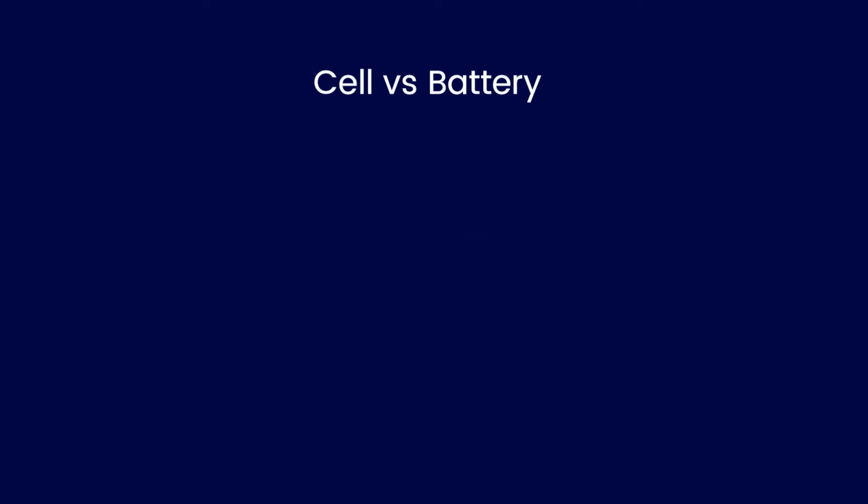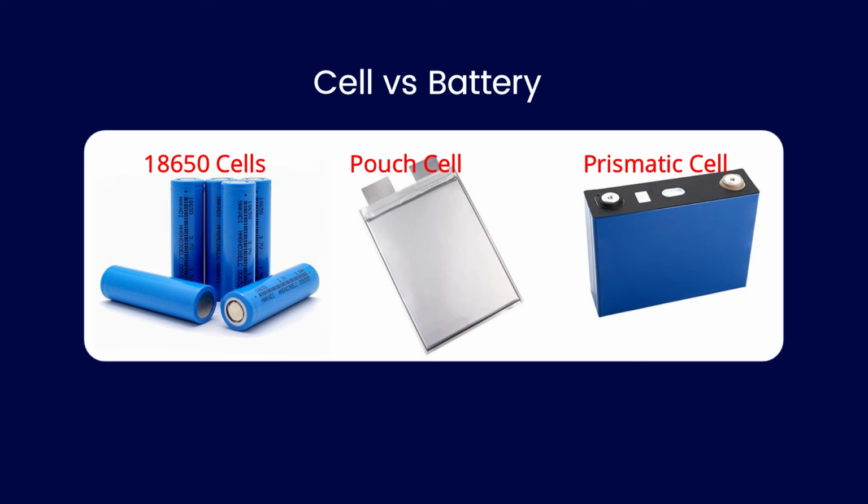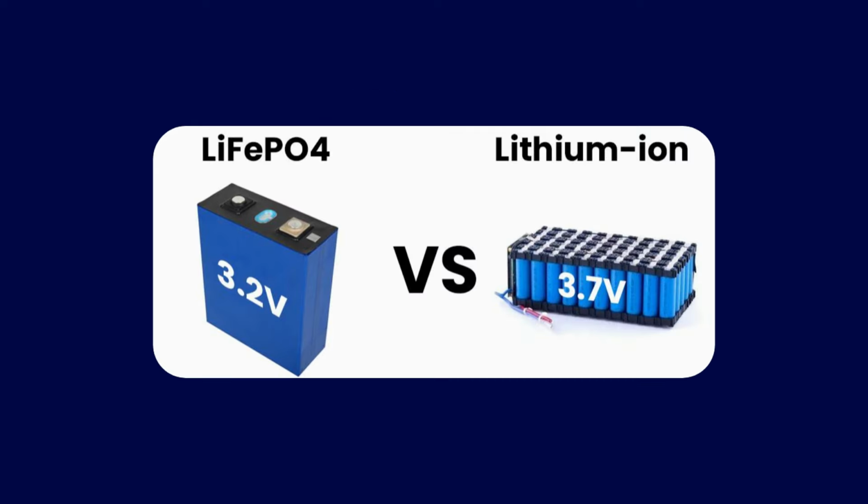Cells and batteries. A cell is a unit of a battery and it converts chemical energy into electrical energy. A cell's voltage is relative to the technology used in producing a cell. For a LiFePO4 cell, the voltage is 3.2 volts and its peak voltage is 3.65 volts. For a lithium ion battery, its nominal voltage is 3.7 volts. Its peak voltage is 4.2 volts.